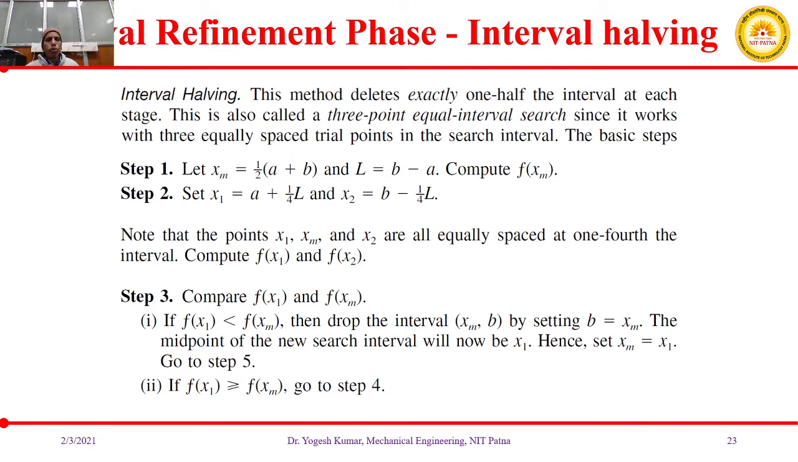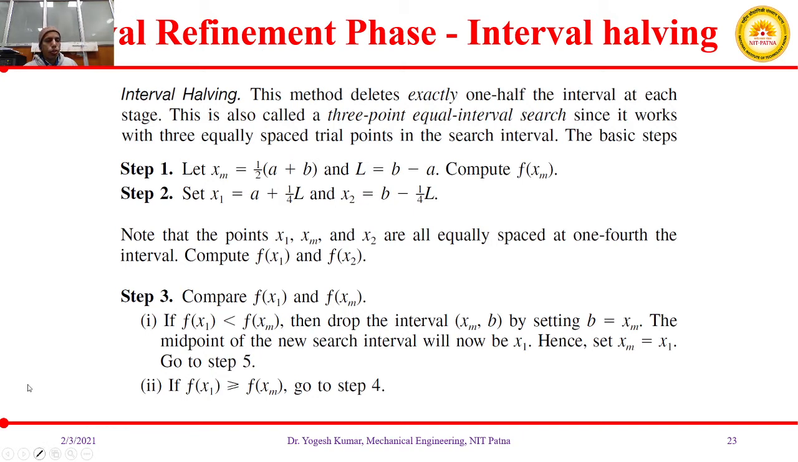Okay, so let us take the 3 point equal interval search method. There are more methods also. There are 2 point methods, there are 4 point methods also. But in today's lecture, I will be discussing 3 point equal interval search. Okay, so what does it mean? How will we identify these 3 points? So let us see how we will identify these 3 points.